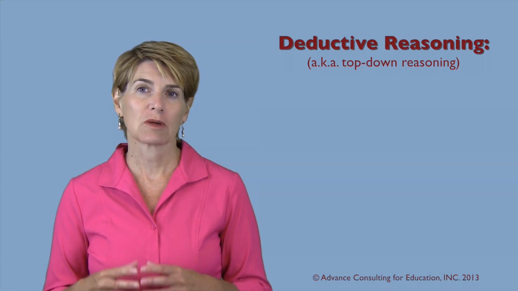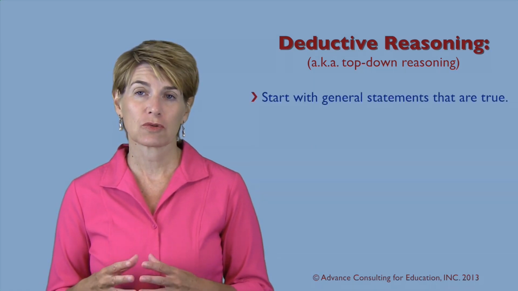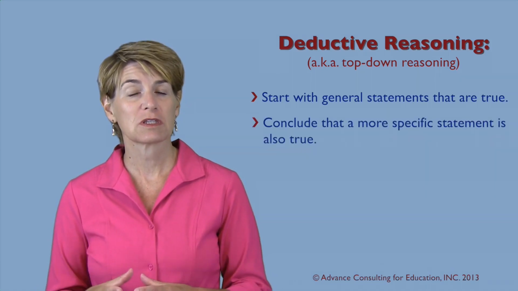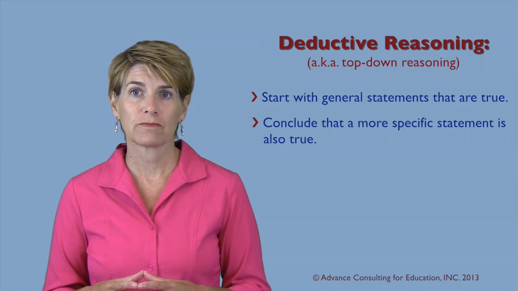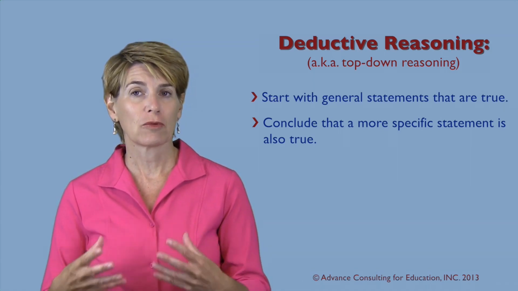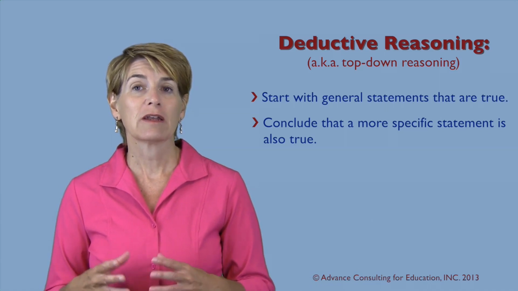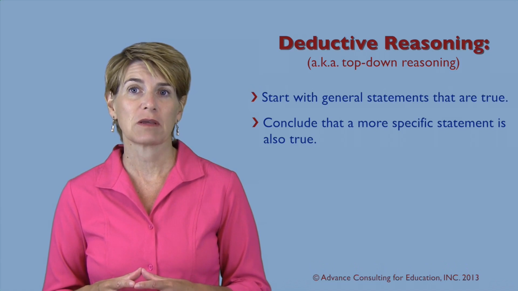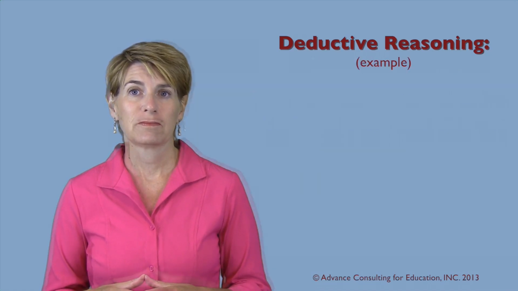Deductive reasoning is also known as top-down reasoning. In deductive reasoning, we start with general statements that are true, and from those general statements, we then conclude that a more specific statement is also true. As long as those general statements are actually true and our reasoning is logical, then we're very confident that our concluding statement, our very specific statement, is true also.